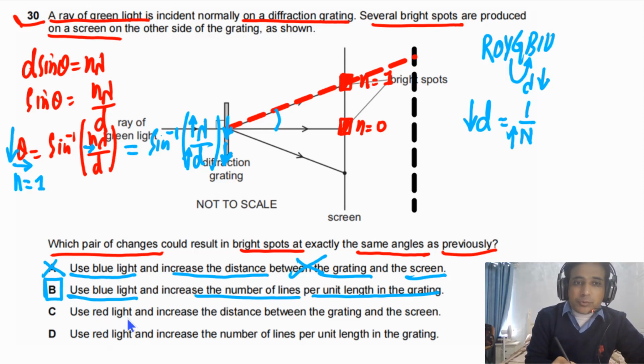Now if you look at option C, use red light, which means you increase the lambda, and increase the distance. Increasing the distance will not affect the angle, it will just affect the position of the bright spots.